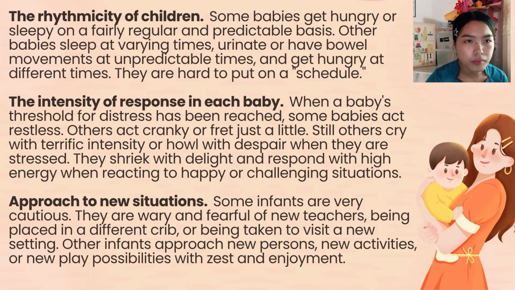Some babies get hungry or sleepy on a fairly regular and predictable basis. Other babies sleep at varying times, urinate or have bowel movements at unpredictable times, and get hungry at different times. They are hard to put on a schedule. So, the rhythmicity of children, class, some babies get hungry or sleepy on a fairly regular and predictable basis. So this means that the mother already knows when gutmon iyang baby, or the mother already knows unsa ang time nga tingkatog sa iyang baby. So for example, if the baby sleeps at 2 a.m., so ana ra pud nga time makatog si mother, no?